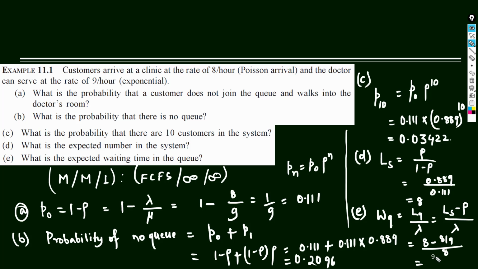8 by 9. Okay, so the value comes is 8 by 9, that is 0.889. So this much is the expected waiting time, that is 0.889. It will be in hours. Clear? So this is the solution of the problem.